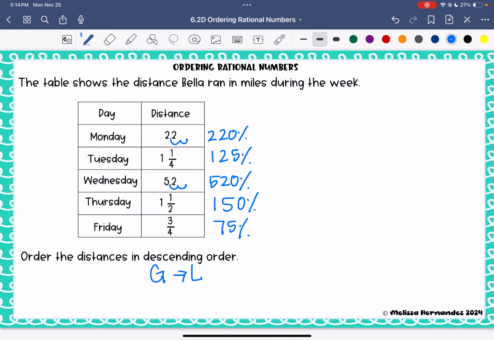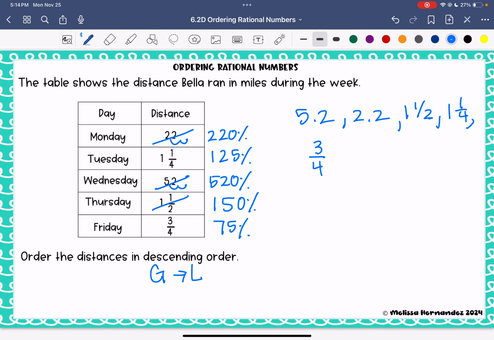Okay, so it's easy to look at whole numbers and go, oh, 520% would be the biggest, so we actually go 5.2. Scratch that out to keep us organized, and then it would follow by 2.2 is the next biggest number, and then 1.5. And we just keep going. And it's just, in my opinion, easier to go that route.